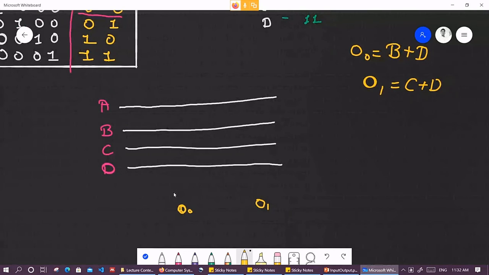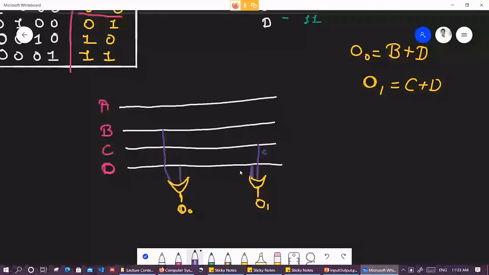That means for O0 and O1 we'll be using an OR gate. So this is your OR gate and this is the other OR gate. Fine. Now O0 is what? B plus D. So B and D, and O1 is what? C plus D. So C and D.